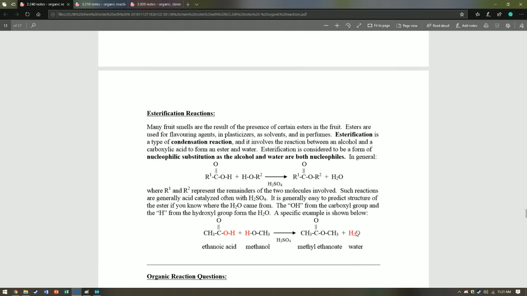This is why we name esters the way we do, because we generally name it carboxylic acid, then alcohol, because that's the way it works in the real world.